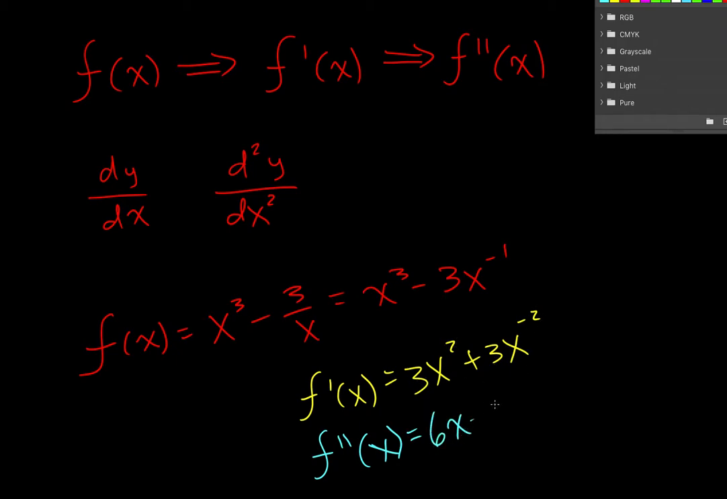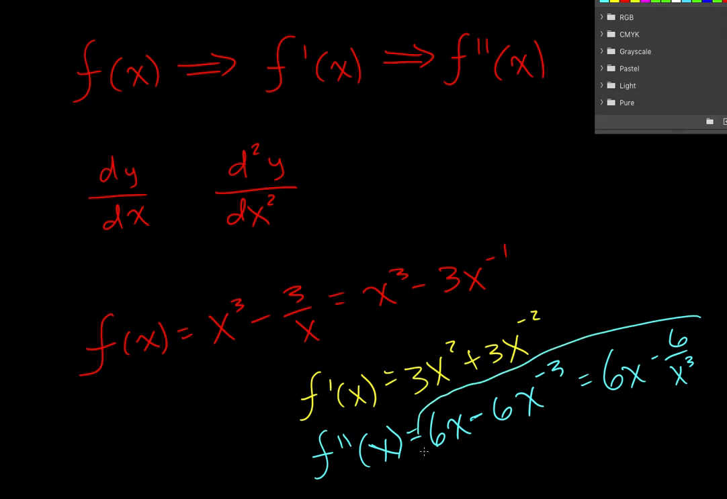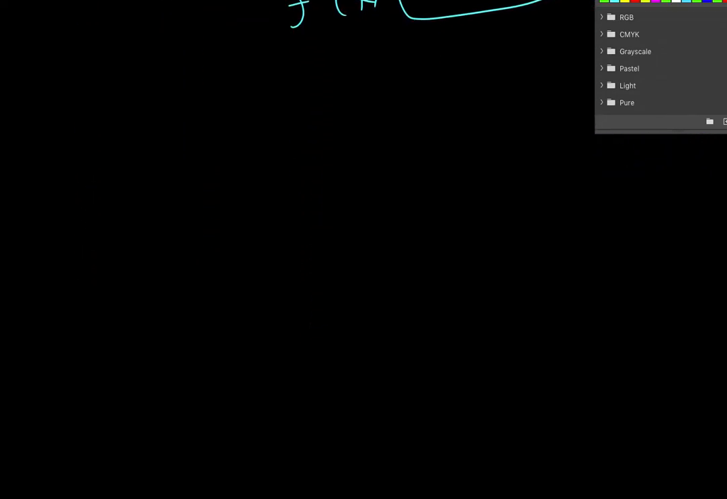Bring that down, we get negative 6x to the negative 3. Okay, and then if we just want to write that slightly differently, we can say negative 6 over x cubed. Once again, I will accept either of those answers. Doesn't matter to me. And we're going to do one more.